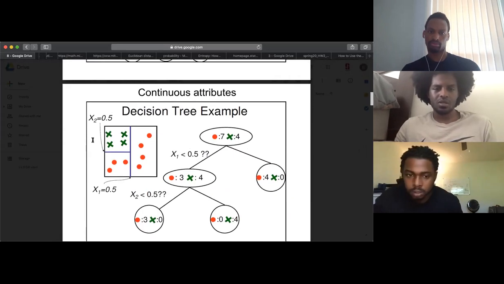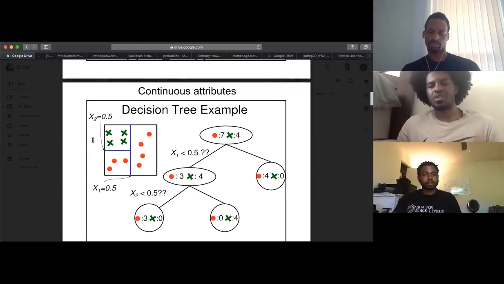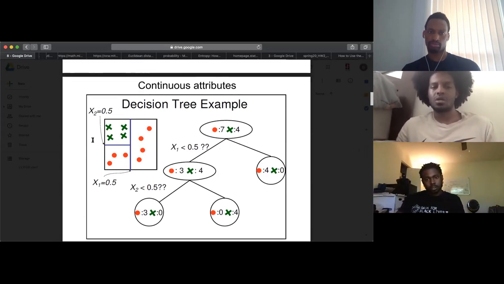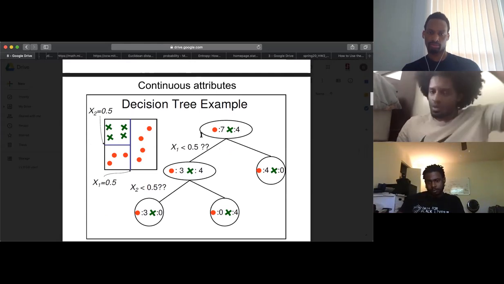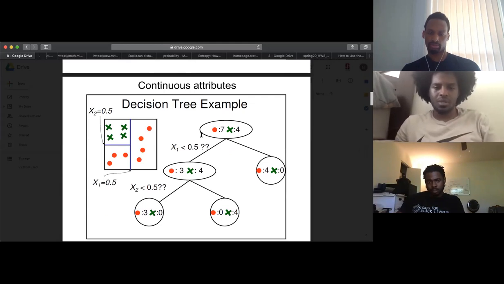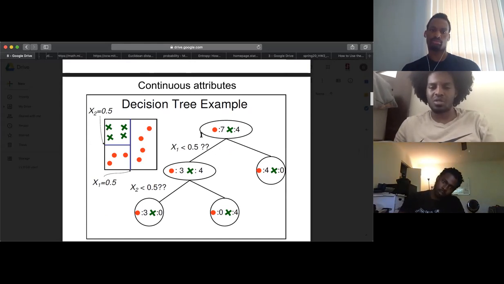Okay, so the rest of the lecture is just an example of a decision tree. Here we have two features, x1 and x2. In total, we have 7 red dots and 4 green crosses. In this example, we've chosen x1 as the best split feature. So we're looking at whether x1 is greater than 0.5 or less than 0.5. That's the question we're going to ask.